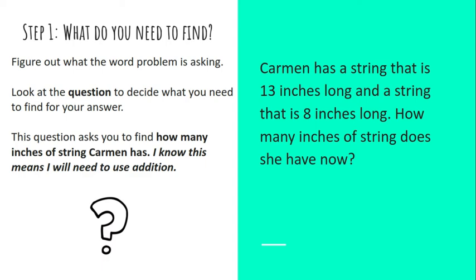Step 1. What do you need to find? We first need to figure out what the word problem is asking. Look at the question to decide what you need to find for your answer. This question asks you to find how many inches of string Carmen has. I know that this means I will need to use addition because the story problem is telling me that she didn't get rid of any, that she has two different strings, and that word "now" gives me a clue that we're going to add.